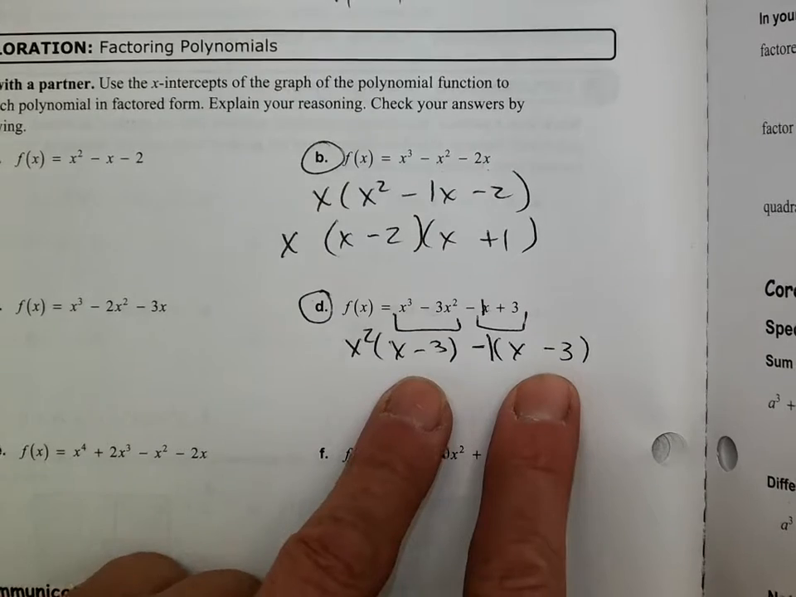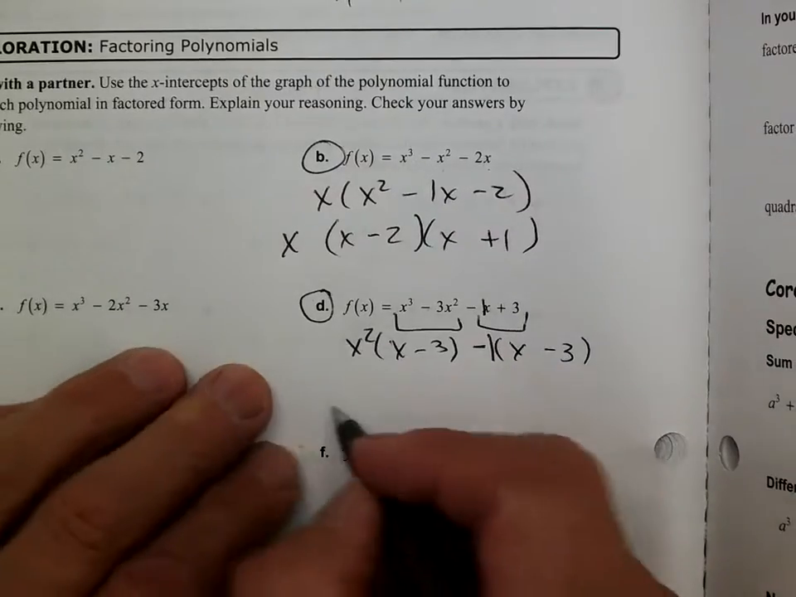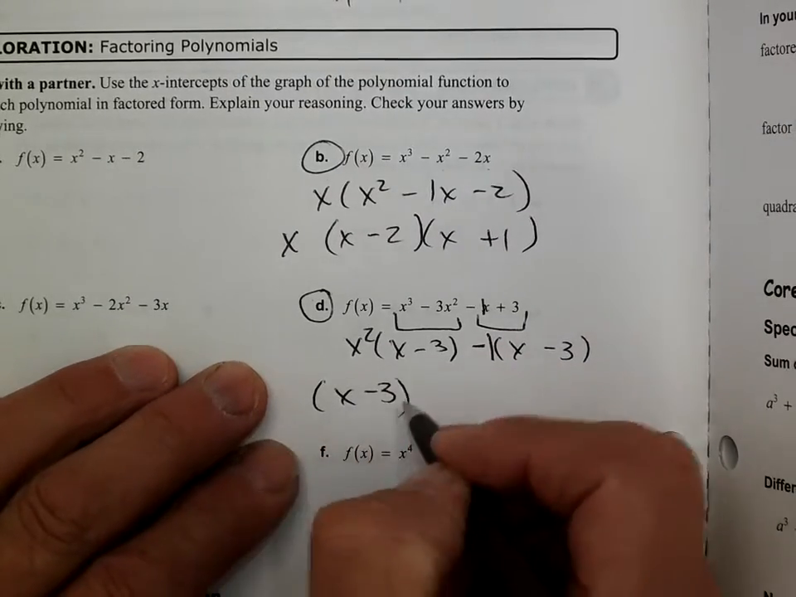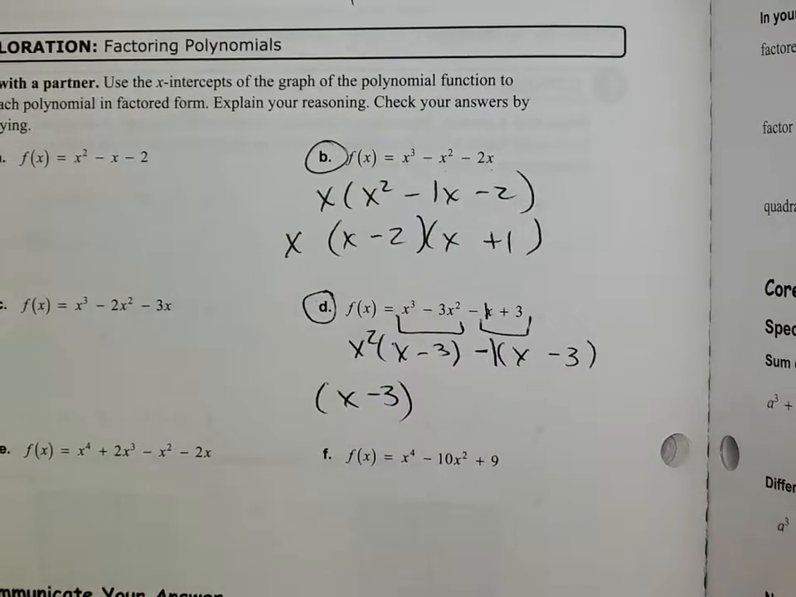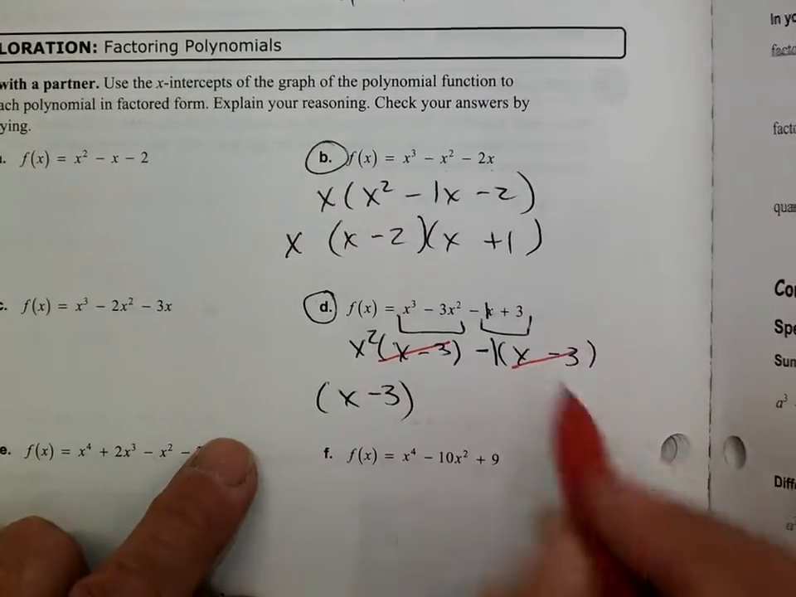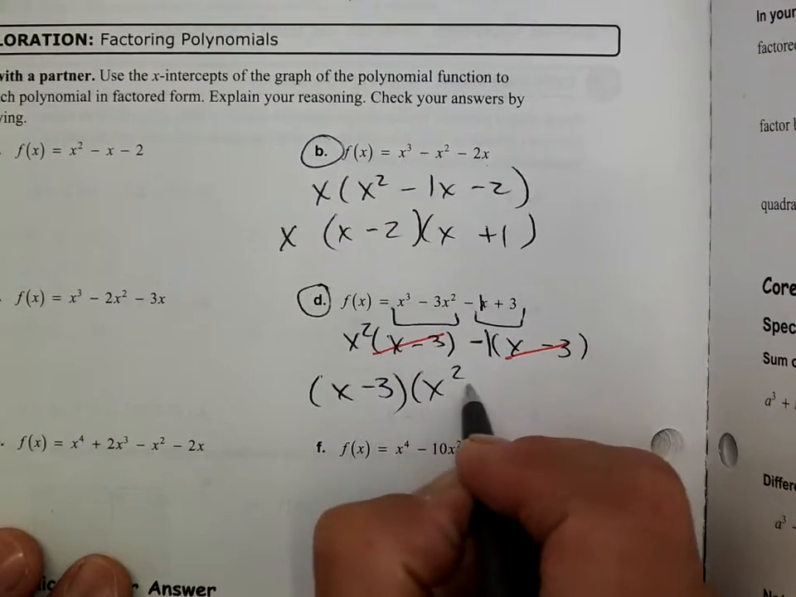We look at the 2 groups, and we ask ourselves, what do the 2 groups have in common? Well, they've got a parentheses x minus 3 in common. So if I common factor out the x minus 3, what's left over is an x squared minus 1.